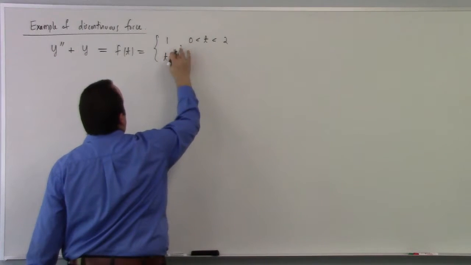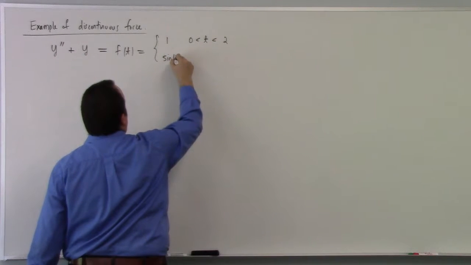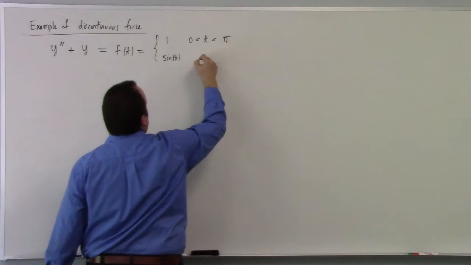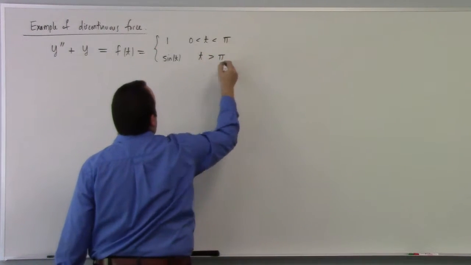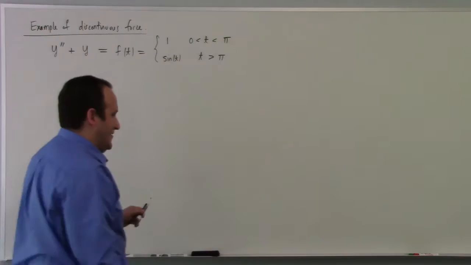Oh, let me not make my life too miserable. Let me just make it... oh, this will be pretty miserable, but I'll deal with it. Let's make that pi for t greater than pi. I may regret this. No. Let's not do this. No. I'm calling it.